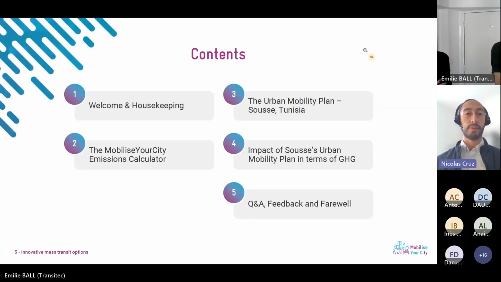So as for the content, we'll have 5 sections. One is the welcome and housekeeping that I'm doing now. Then I will introduce briefly the Mobilize Your City Emissions calculator. And then for the rest, I will give the floor to our speakers today from the EuroMed Transport Support Project, because they're going to explain and introduce the project first, the urban mobility plan in Sousse in Tunisia, and then they will explain what they did in this technical assistance provided to the city to assess the impact of this mobility plan in Sousse in terms of greenhouse gas emissions. And the last part, we will have some time for questions and answers, feedback and the farewell.